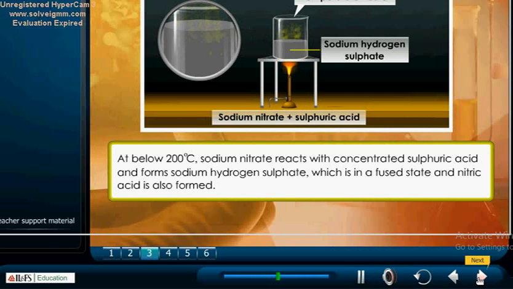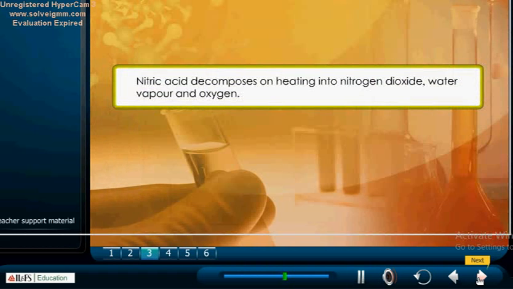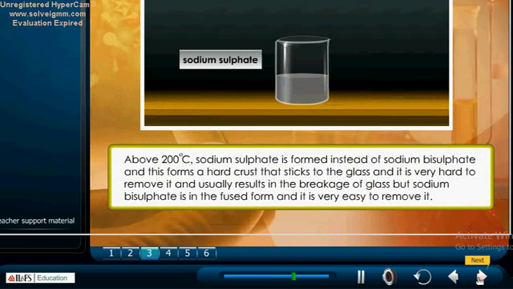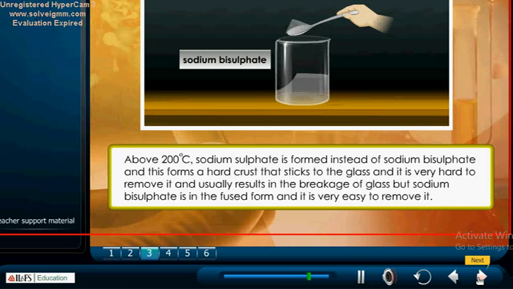Then, why should we maintain the temperature below 200 degrees Celsius during laboratory preparation of nitric acid? This is because nitric acid decomposes on heating into nitrogen dioxide, water vapor, and oxygen. About 200 degrees Celsius, sodium sulfate is formed instead of sodium bisulfate, and this forms a hard crust that sticks to the glass, and it is very hard to remove and usually results in the breakage of glass. But sodium bisulfate is in the fused form and it is very easy to remove.